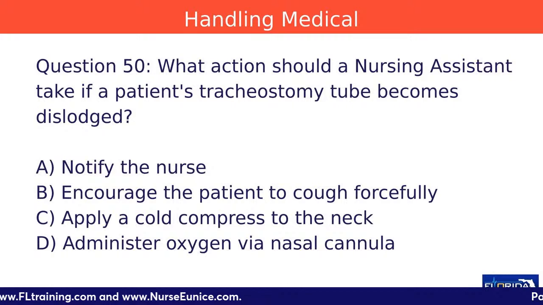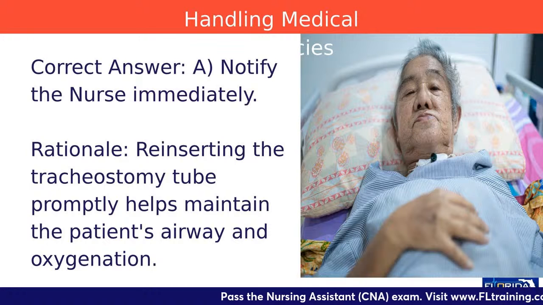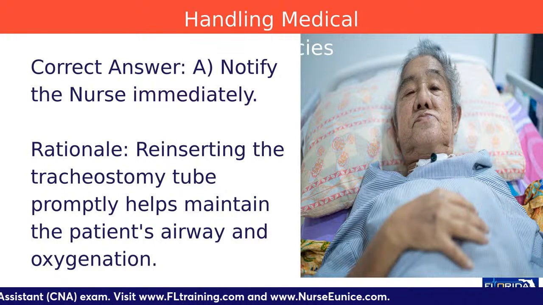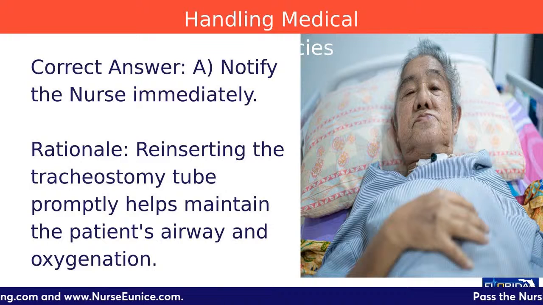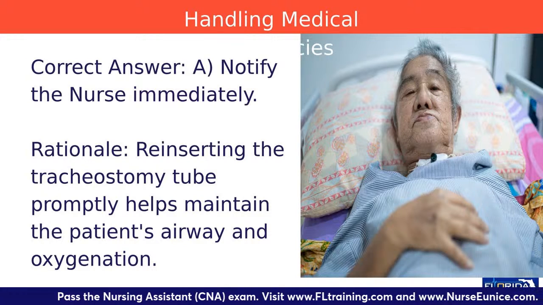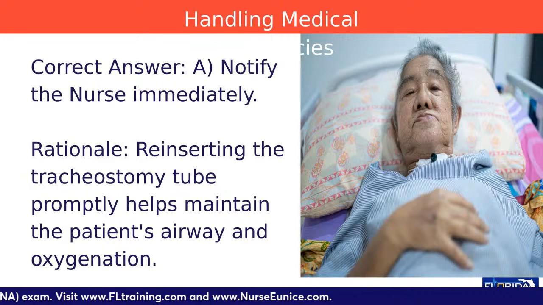And you all are so smart. I see the correct answers there. And the answer is A, notify the nurse immediately, because that's the patient's breathing tube. This is how the patient breathes. They're breathing through their neck. So putting a nasal cannula or oxygen through their nose is not going to help them, because they're not breathing through their nose. They're breathing through the opening in their neck. If that tube comes out, it's a medical emergency, and we need the nurse or the respiratory therapist to reinsert the tracheostomy tube and maintain that patient's airway and oxygenation.